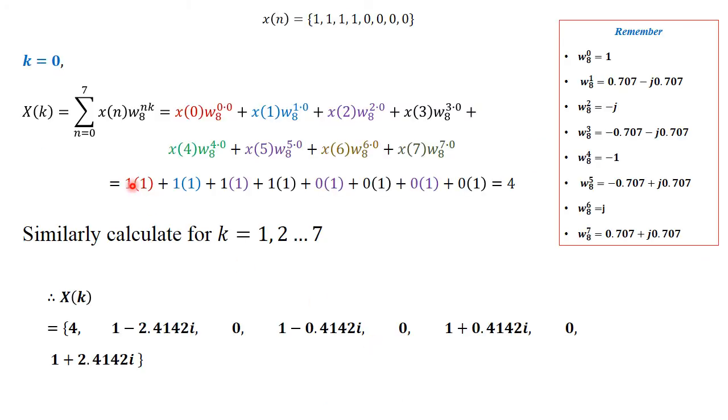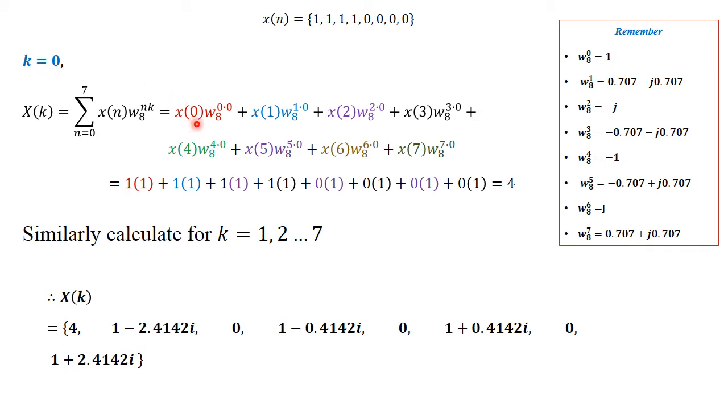Now in the calculation, let us start with the value k is equal to 0, the very first value. So x of k is equal to summation n is equal to 0 to 7 x of n omega 8 power nk we are going to have. Now expand this summation by considering k is equal to 0.